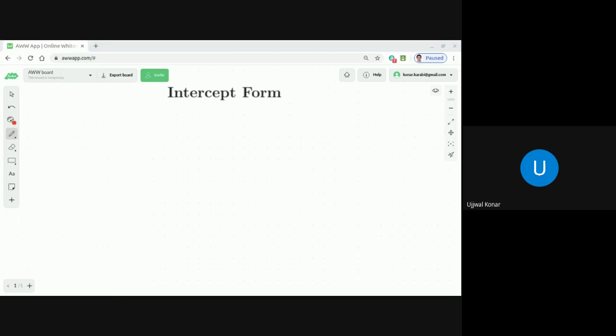In all these cases, dear students, you have seen that two pieces of information are given to you. In intercept form also, there are two pieces of information given to us. What are the two pieces of information? The intercepts: the x-intercept and the y-intercept that the straight line makes.